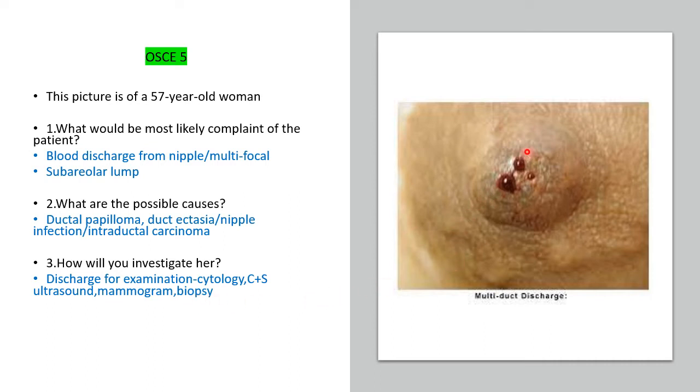It is significant that this multi-duct discharge is most commonly caused by duct ectasia with secondary infection. In cases of ductal papilloma and ductal cancer, it tends to be a focal discharge. Okay, only one duct will be discharging in malignancy or ductal papilloma.